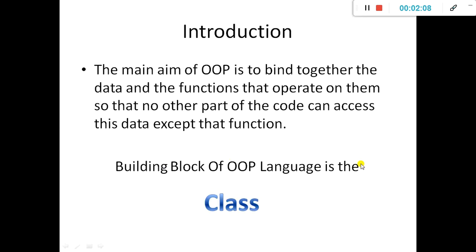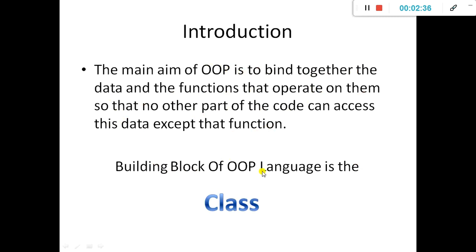So to remove all these flaws, object-oriented programming languages were brought into the picture, and the main aim of object-oriented programming languages was to bind together the data and the functions that operate on them so that no other part of the code can access this data except that function. So what does this mean? We will see with the help of an example.